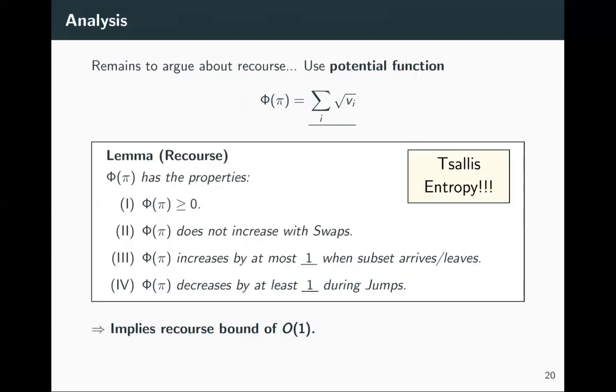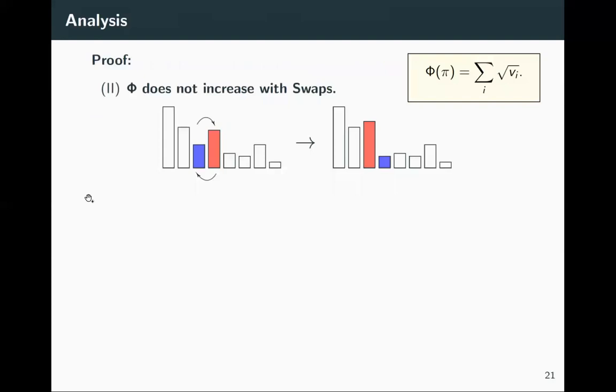So let's do the proof. I'll skip the proof of 1 because it's straightforward. So why does phi not increase with swaps? Well, suppose we perform a swap. Red cuts ahead of blue, and red and blue grow and shrink by the same amount.